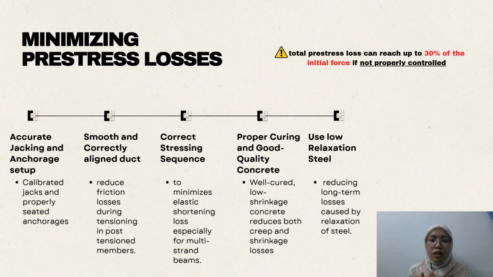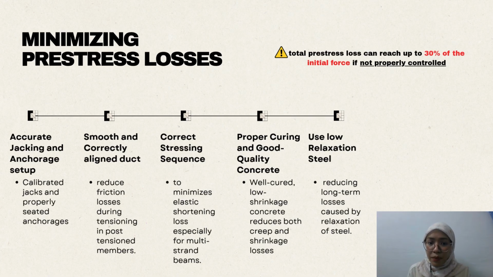Conclusion. For minimizing pre-stress losses, first we need to remember that in practice, the total pre-stress loss can reach up to about 30% of the initial force. This means that if we apply an initial pre-stress of, for example, 1000 kilonewtons, only around 700 kilonewtons might remain effective after all the short-term and long-term losses occur. So that's why controlling these losses is very important to maintain the required stress in the structure.